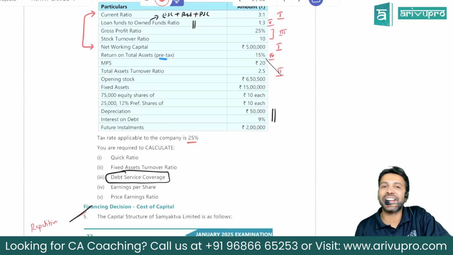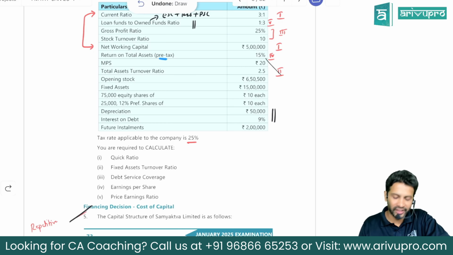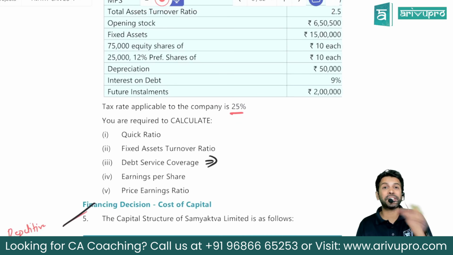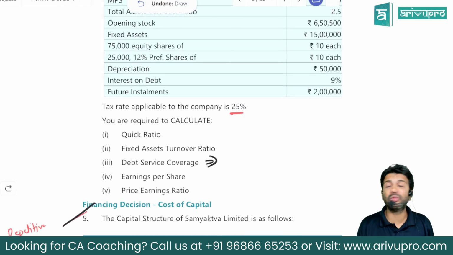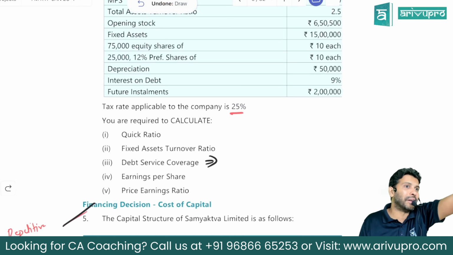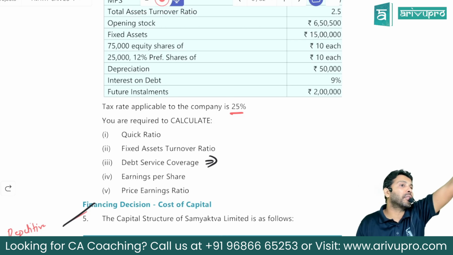Debt service coverage ratio. Till now, I have never seen any question on debt service coverage ratio. We have discussed this concept. If you remember, debt service coverage ratio is how much cash flow we have to pay the debt. Debt means what, sir? Only interest or also installment? Installment. How much cash flow we have to pay off the debt.